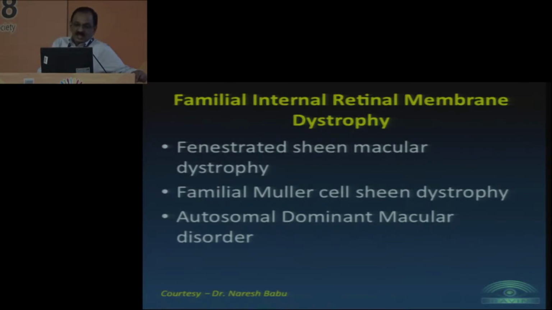So this is a case of what you might not have heard. It's a familial Muller cell sheen dystrophy, or we call it simply ILM dystrophy. It's an autosomal dominant macular disorder, not a very debilitating disease. The vision doesn't drop much, but during the course of time, the patient may have reduced vision. The treatment is yet unknown. Still, people are trying different things, including vitrectomy, which has been tried with no success.